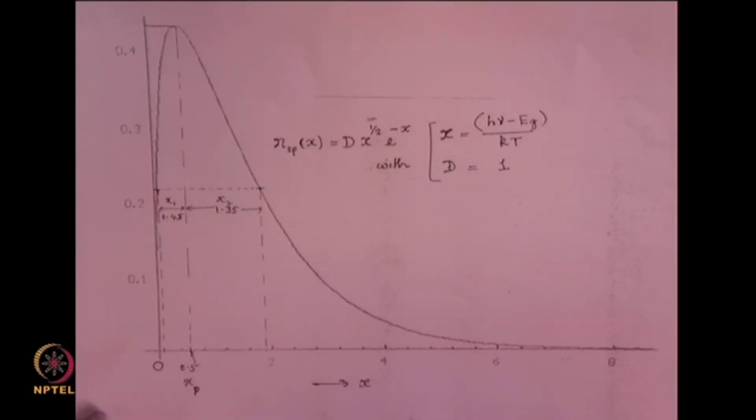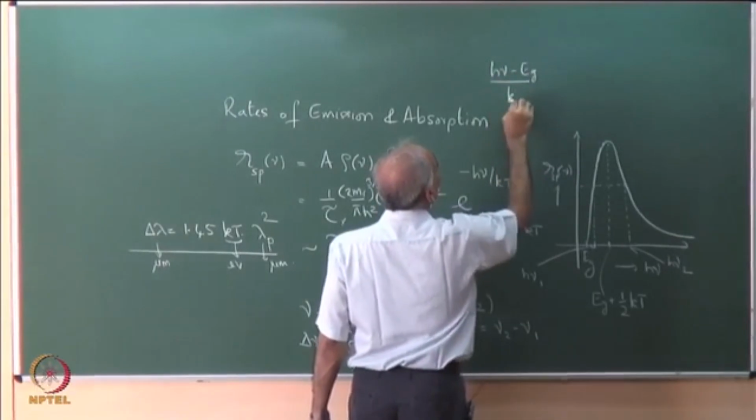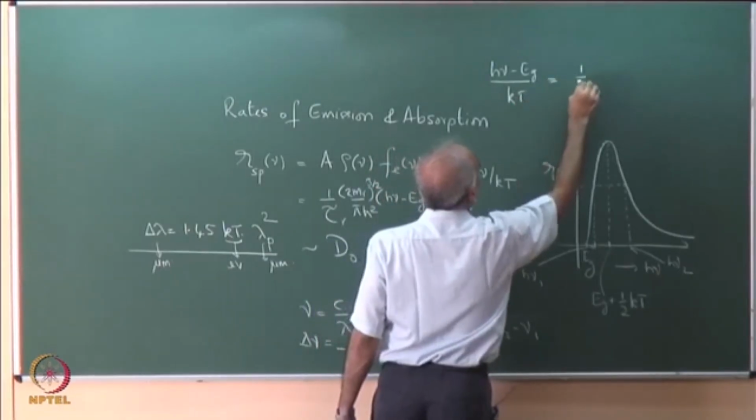This is a plot of R_sp versus x. You can see where the peak occurs. These are actual numbers calculated and plotted by the computer. You can see that x_p, the peak, occurs at 0.5. So, (h nu minus E g) by k T is equal to half.